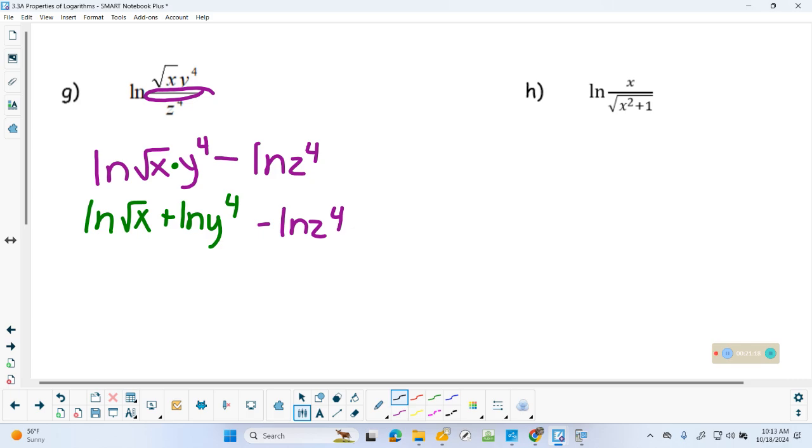But remember directions. You can only have addition, subtraction, or multiplication. I can't have all these powers in here, or a square root. Okay? So again, we're going to deal with that. Remember, square root of x is x to the half. We should recognize that by now. So I'm going to drop that half in the front of my ln. I'm going to drop the 4 in the front of this ln using the power property. And I'm going to do the same thing on the back. I'm going to drop the 4 in front of that. 4 ln of z.